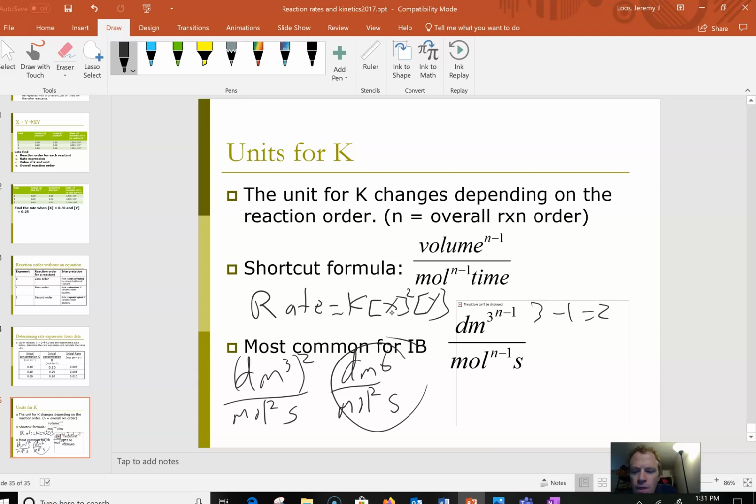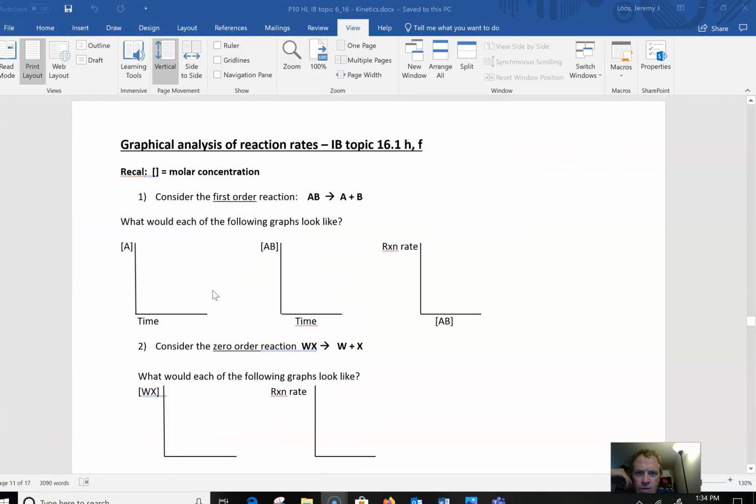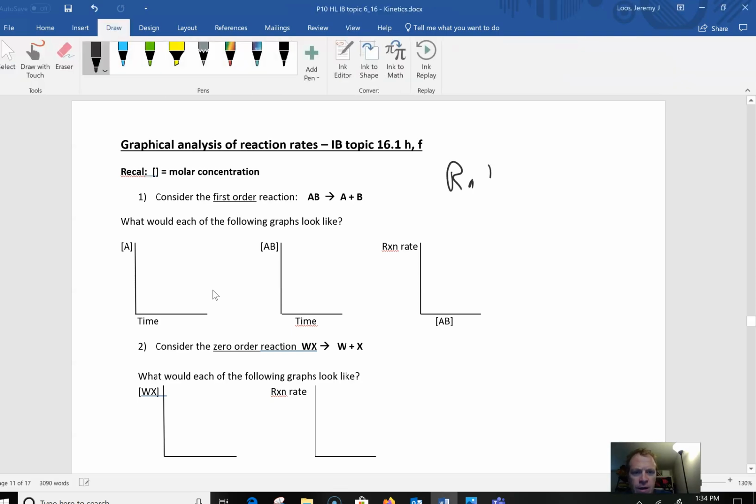Okay, so one more thing that I want to look at is some graphical stuff. So this goes along with a page in your workbook. Okay, so the page that I'm looking at is this one. So we need to be able to predict and see what some of these graphs would look like. So we're told that this is a decomposition reaction and it's first order kinetics. And so the rate expression would look like this.